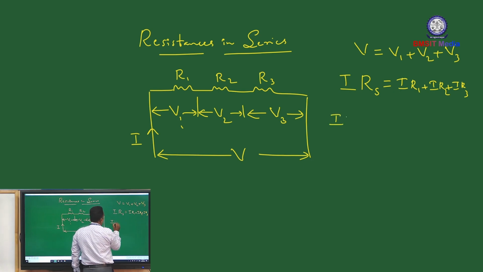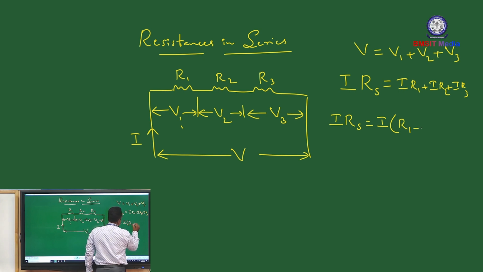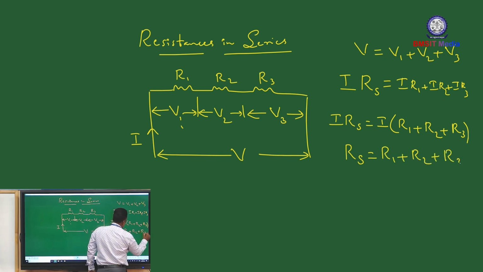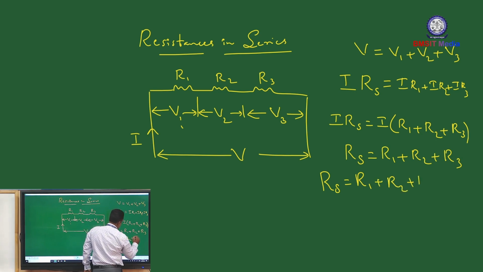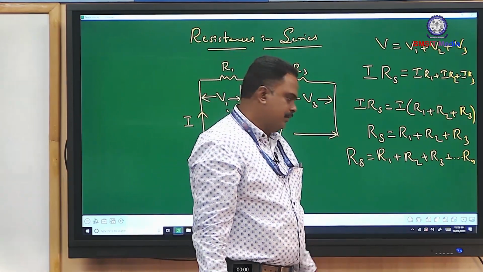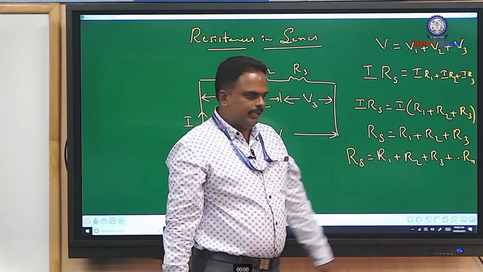So you get I RS is I into R1 plus R2 plus R3. So RS is R1 plus R2 plus R3. If you have n resistances, then you get RS is equal to R1 plus R2 plus R3 etc. up to Rn. This is the formula for equivalent resistance of the resistors connected in series.